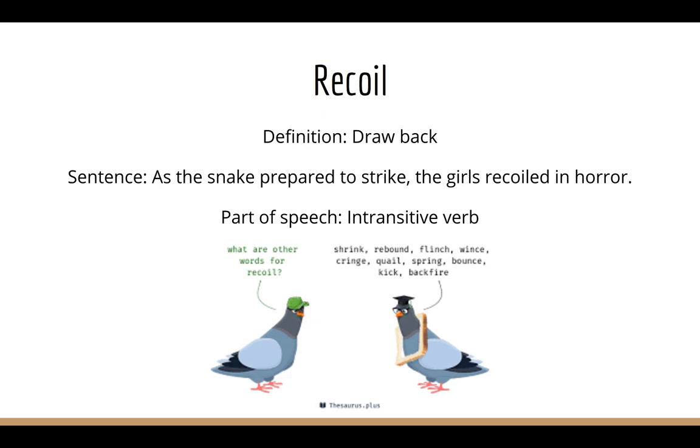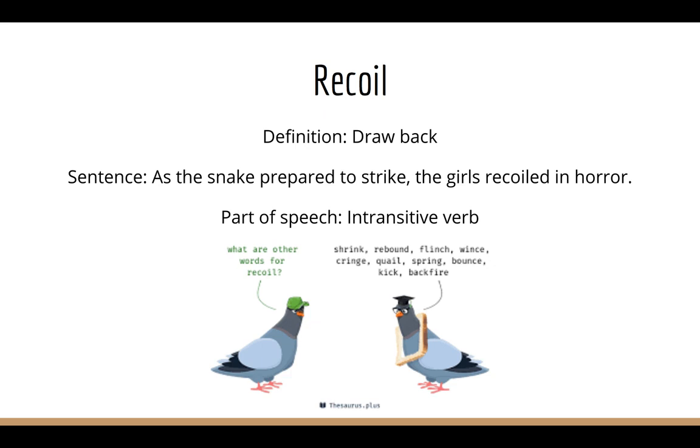So the sentence represents the first definition, suddenly spring or flinch back in fear, horror, or disgust, or draw back. As the snake prepared to strike, the girls recoiled in horror. And for the noun, can you give me an example? Okay, his body jerked with the recoil of the rifle. Oh, okay. Some other words for recoil are rebound, flinch, wince, cringe, bounce, kick, and backfire.